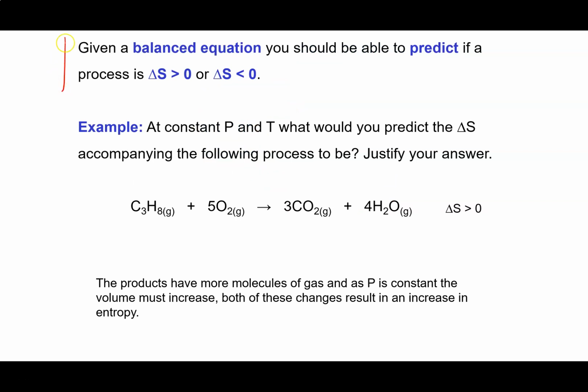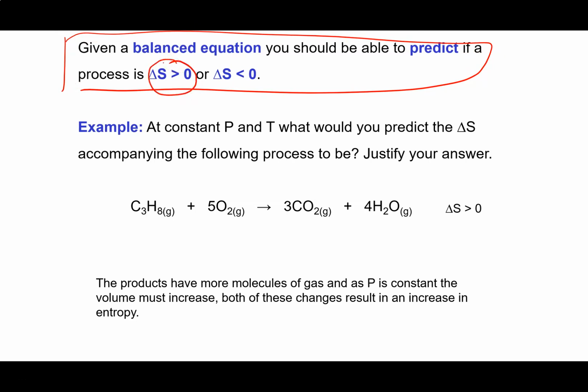Okay, so if you're given a balanced equation, you should be able to qualitatively predict whether that chemical or physical process would be expected to have delta S that was positive or delta S that was negative. And you should also be able to explain your answer. So we've talked about this previously as well.